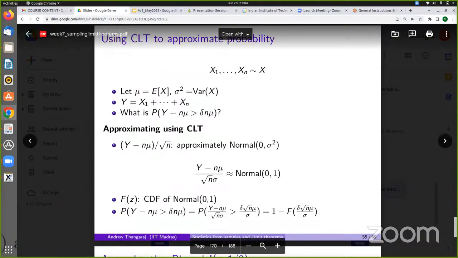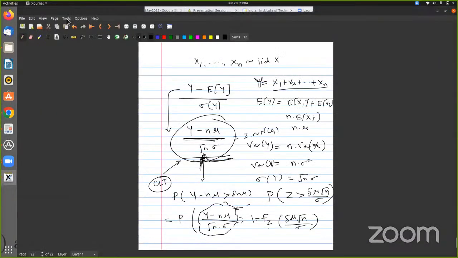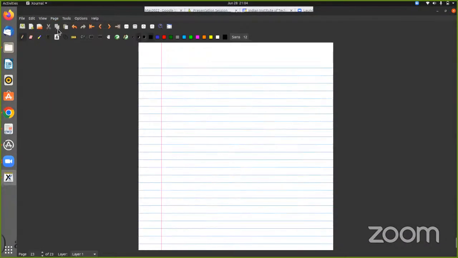Okay, I'll try one more thing, in case you don't understand that part. Provided that y minus n mu is greater than delta n mu, is it not the same as y is greater than delta n mu plus n mu? Correct. And let's say this delta n mu plus n mu is 220.